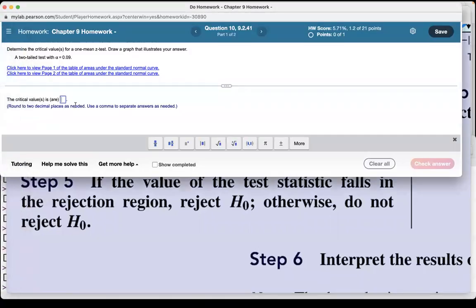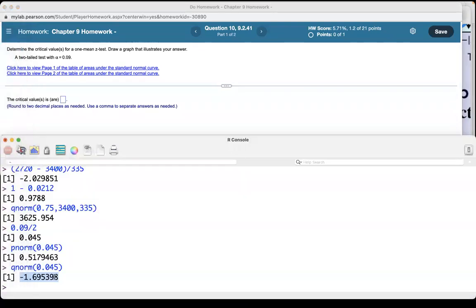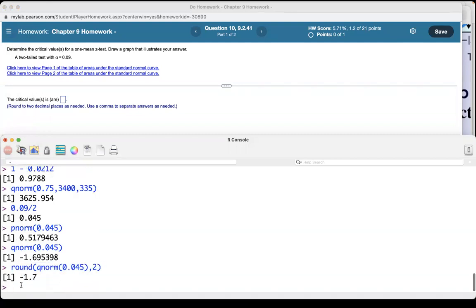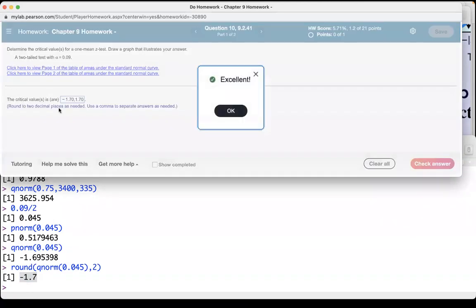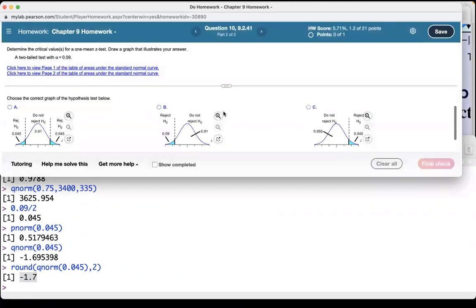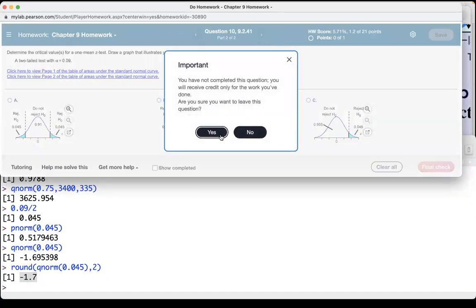Okay, and so the critical values, if we want to round to 2 decimal places, we could actually make R work for us that way as well. So if you want to figure out what this is rounded to 2 decimal places, you could just do it that way. So we get negative 1.70 and positive 1.70. And again, we have 2 critical values because it's two-tailed. Okay, and then we can look at the picture to match.